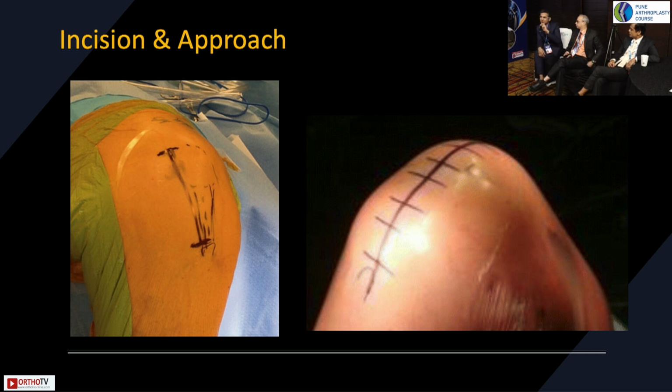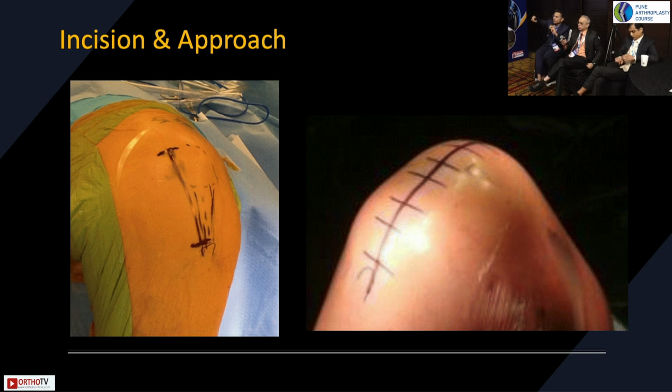Sometimes there are big anterolateral osteophytes that may irritate the synovium, and the patient has constant anterolateral pain. So while doing a uni, you also need to see that corner and remove that sharp osteophyte.